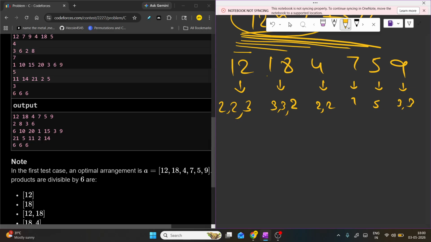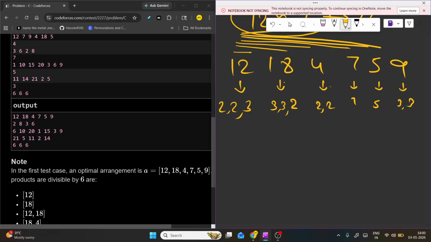Similarly, any subarray which consists of 18 would always be divisible by 6. So this single element 18 would be divisible by 6. This and 4 would be divisible by 6. So any subarray which consists of 12 or 18 would always be divisible by 6. Okay. Now let us move ahead.